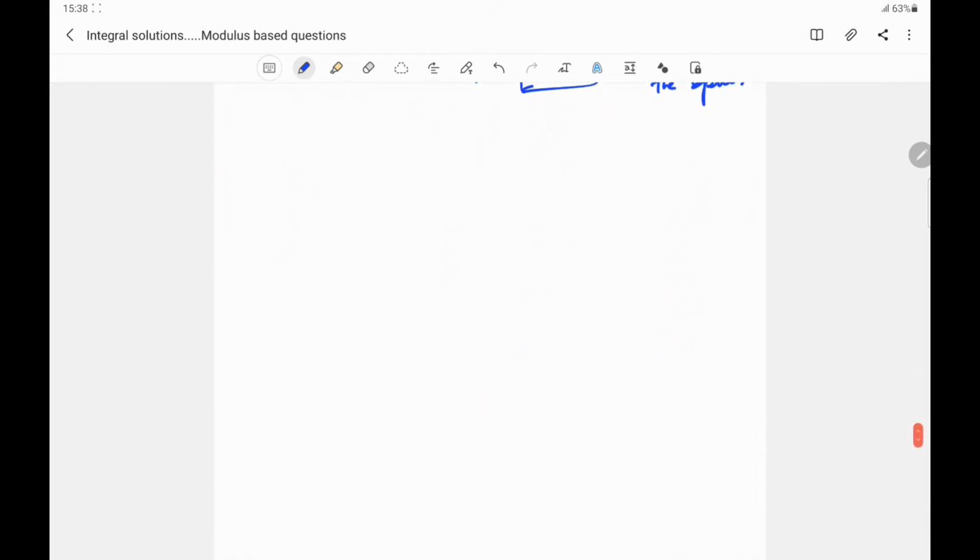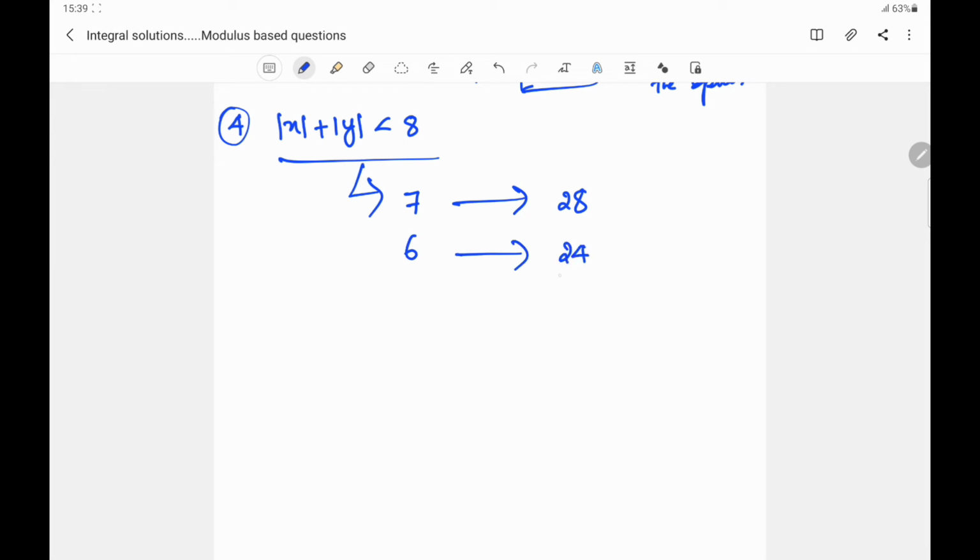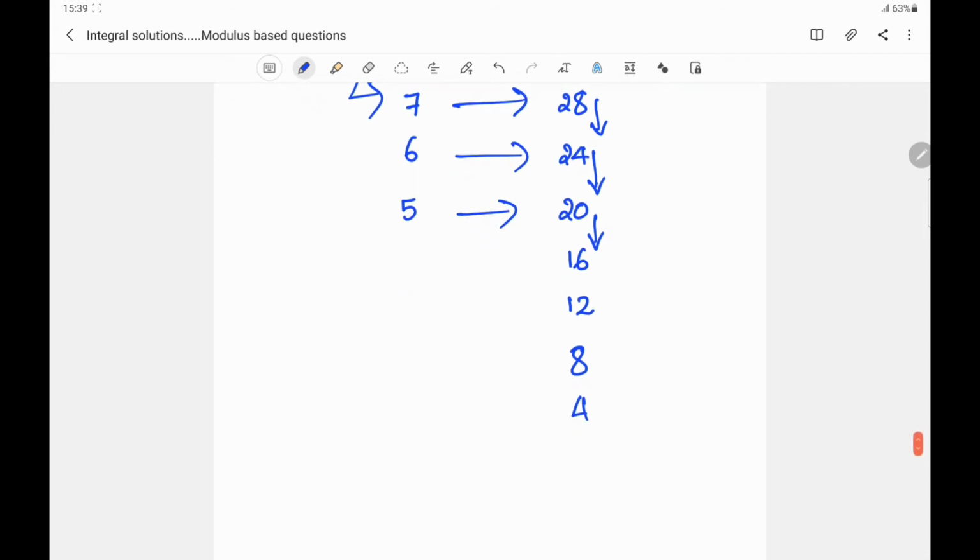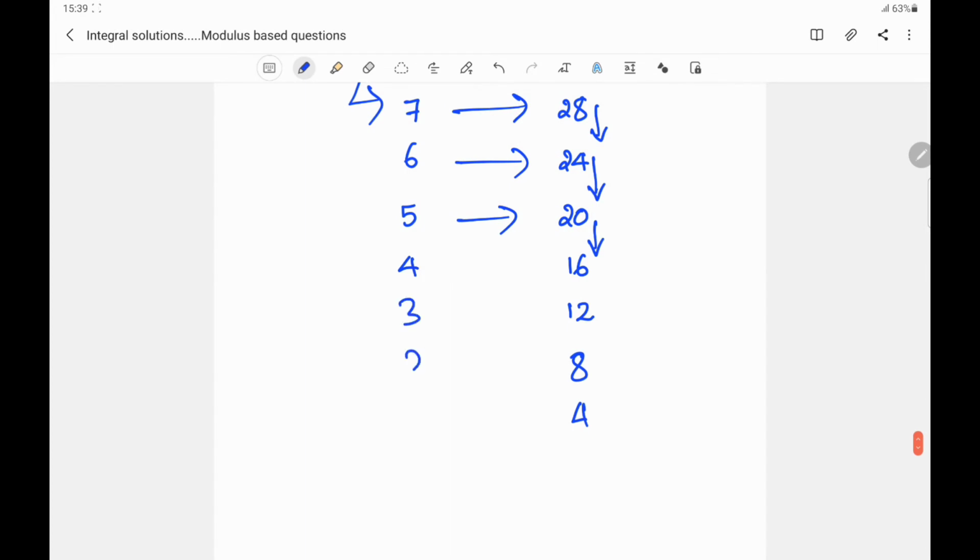Now similarly, in the fourth question that we wrote earlier, modulus of x plus modulus of y is less than 8. The total number of integral solutions: when it was 7, it is 28; when it is 6, it is 24, so this keeps going down. When it is 5, it is 20, then 16, 12, 8, a reduction by 4. Now this will be 4, for modulus of x plus y equal to 4, 3, 2, 1. When it is 0, this will be 1.